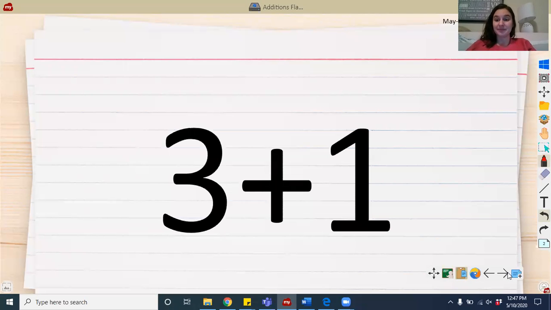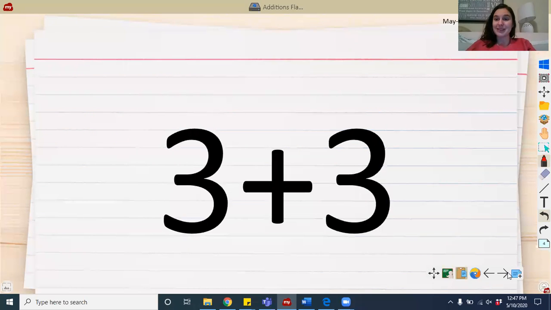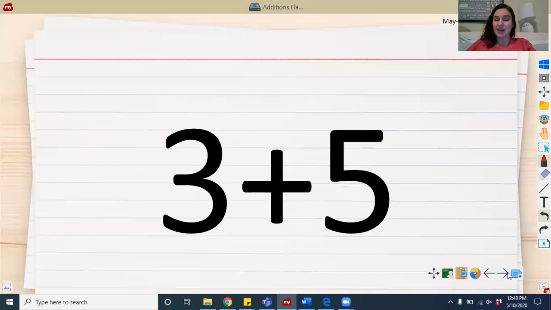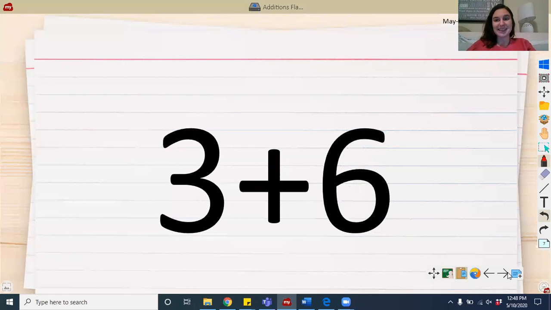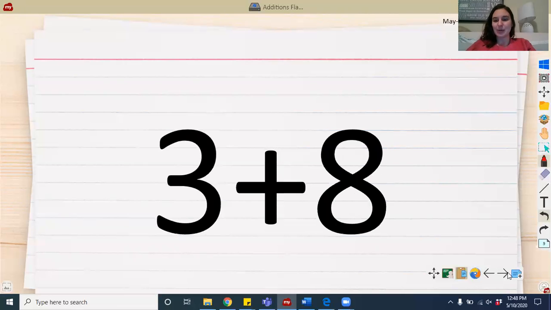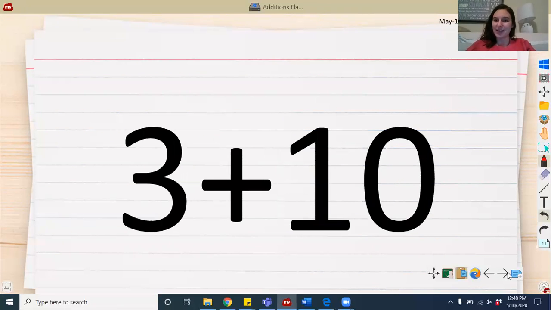3 plus 1 equals. 3 plus 2 equals. 3 plus 3 equals. 3 plus 4 equals. 3 plus 5 equals. 3 plus 6 equals. 3 plus 7 equals. 3 plus 8 equals. 3 plus 9 equals. And 3 plus 10 equals.